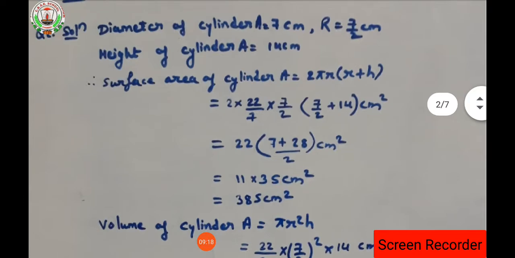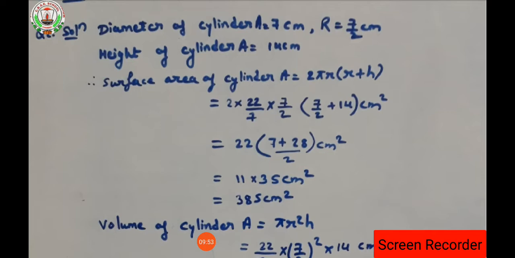In question number 2, as we are talking about two objects, cylinder A and cylinder B, the diameter of cylinder A is given as 7 centimeter, while the height of the cylinder is given as 14 centimeter. So diameter 7, that means radius will be 7 by 2, isn't it? Therefore, area of cylinder A is equal to 2πr(r + h). This is the formula of the cylinder.